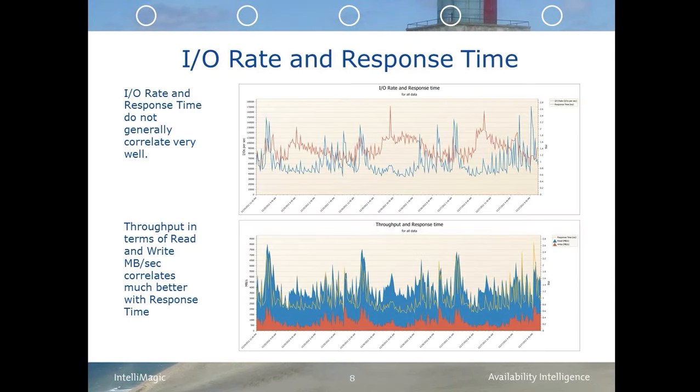Here we see 2 charts using real customer data. The first chart shows I/O rate and response time. There is not much correlation between those metrics. The second chart shows throughput and response time, and you can see that these metrics are much better correlated.